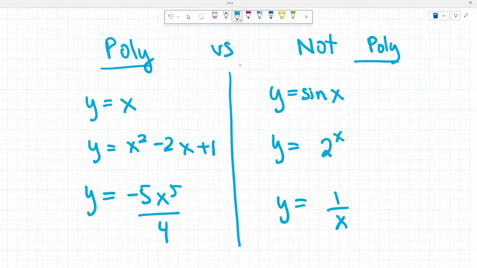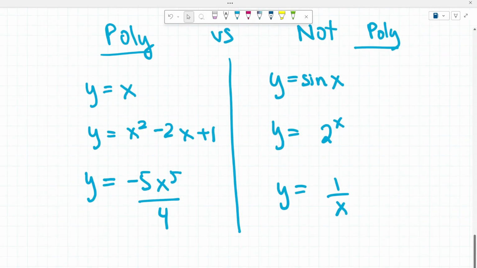Okay, that was a lot of information. Let's talk about why these are polynomials versus not polynomials. So first of all, let's look at this example here. We have y equals x. Well, we have a variable, we have a coefficient, and we don't have a constant term, but that's fine. Nothing, I guess, goes against our definition. So this one is good.